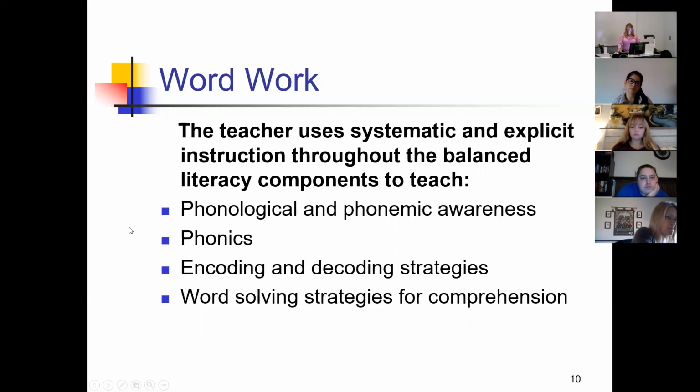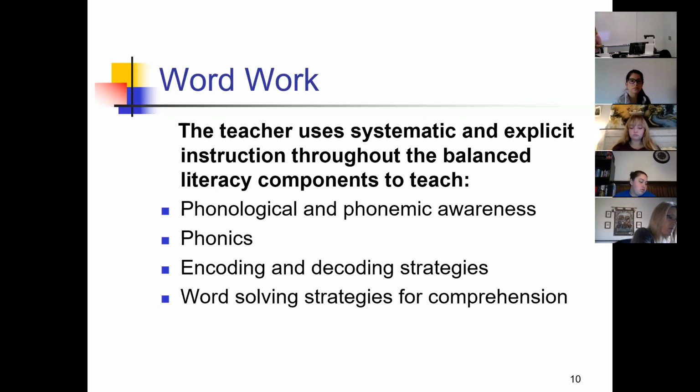Okay, word work, okay, with the younger grades especially, but do we do word work with our older kids as well? Sometimes, yeah, sometimes that's exactly what they need. With older children, it may look different. So phonological and phonemic awareness, obviously, right? Phonics, of course. Encoding and decoding strategies and word solving strategies for comprehension. With your older students, this is gonna probably be the more common strategies you'll be using.